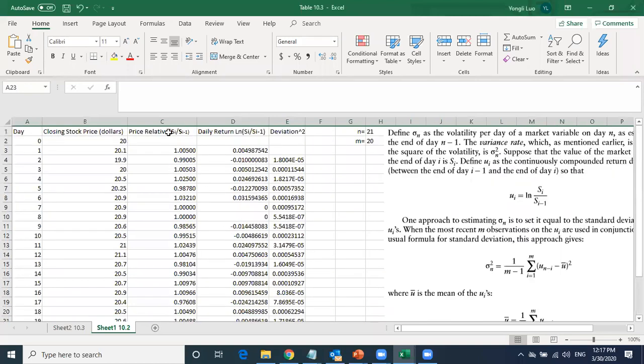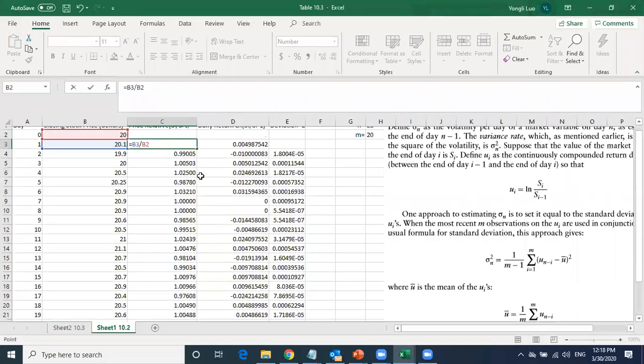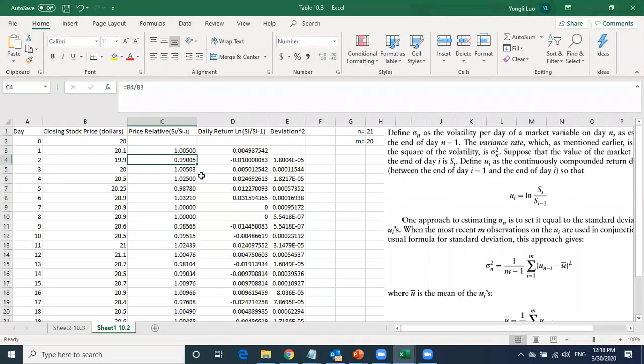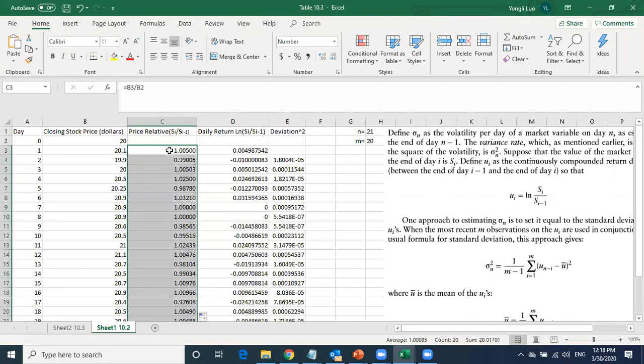First, you calculate the relative price. What is the relative price? It is equal to the current price divided by the previous day's price. That gives you the price relative. Then you click enter, and you drag all the way down. That's how you calculate the relative price.